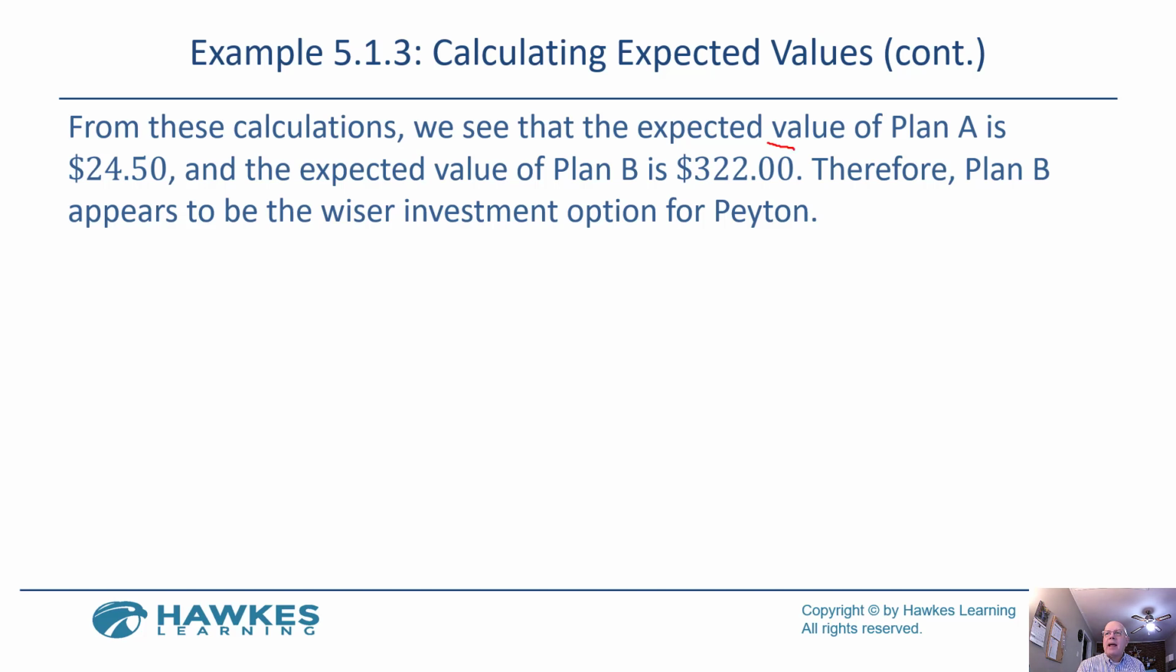We can see with Plan B, you're going to, on average, earn $322. Plan A, only $24.50. Did you guess that way, or did you guess otherwise? So go with Plan B.